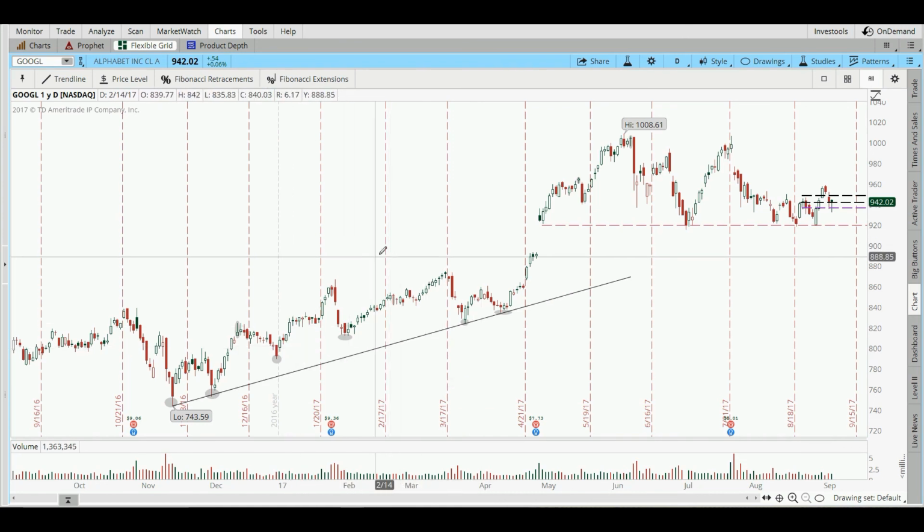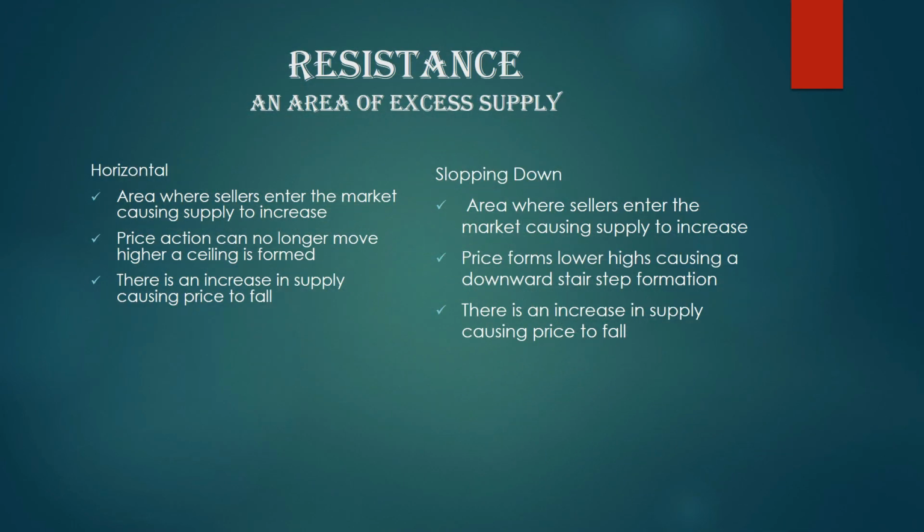So these are the basics of support. You got your horizontal support, you got your upward sloping support. Take some time to practice drawing these levels. They're not exact prices, they are areas. Now, resistance, that's an area of excess supply. It is an area where buyers say, hey, I don't want to hold this stock at this price. I don't think Apple is worth $170, so I'm selling my shares. And when they sell their shares, that increases the supply on the market, causing price to fall.